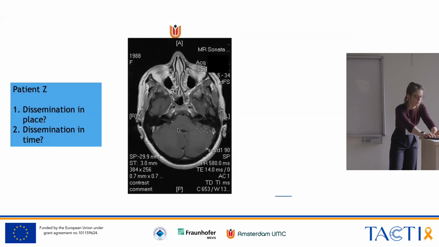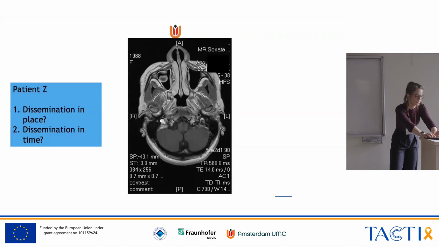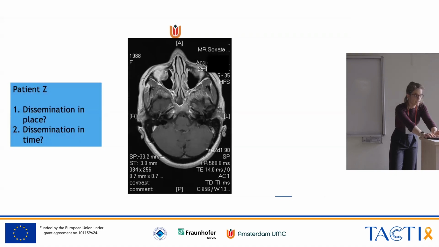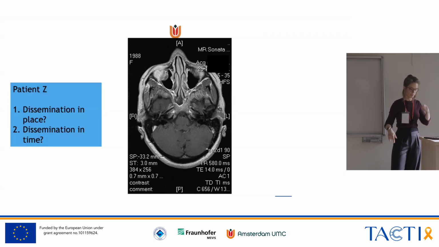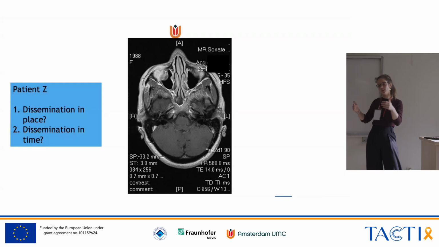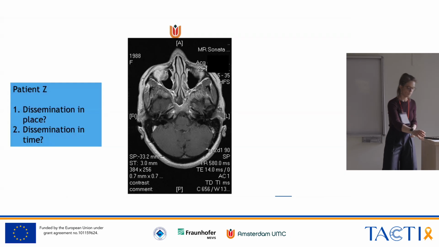So this is also contrast enhancement. So this is dissemination in time. Now the only problem is the question, does it fit her symptoms? So she had, I think, a spinal cord syndrome with the ascending sensory problems. So we requested a brain scan, and now we have to do a spinal scan as well.